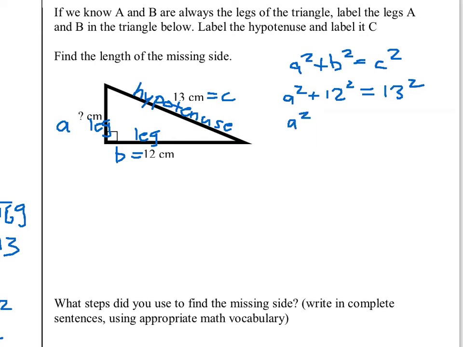So I have a squared. I can go ahead and simplify 12 squared. I know that's equal to what? 144 is equal to 13 squared is 169. And what is it that I need to do here, do you think, to start getting a alone?